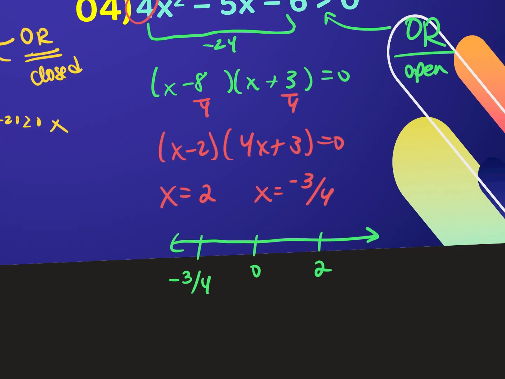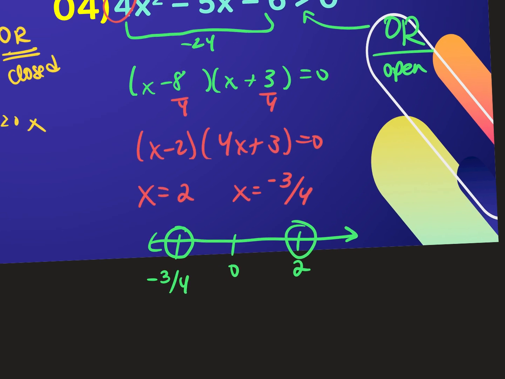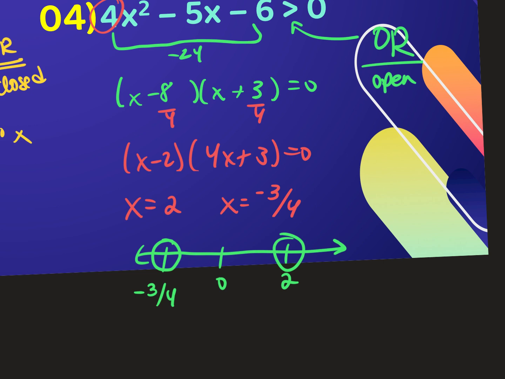So let's talk about our dots and which way we color. What kind of dots should I have? Open, because it's not included. Perfect. And where did you guys tell yourself at the beginning that you should color? Outside. All right, let's just make sure, though. This is one of those special cases where things got a little wonky. Plug in 0. If I plug in 0 and you guys are telling me we're going to shade on the outsides, should 0 make my inequality true? No. So let's try it. So 4.